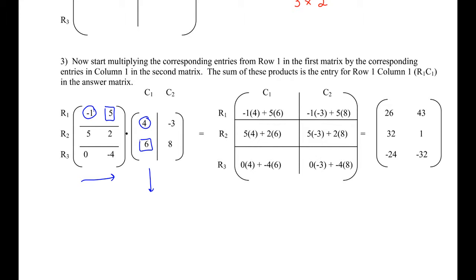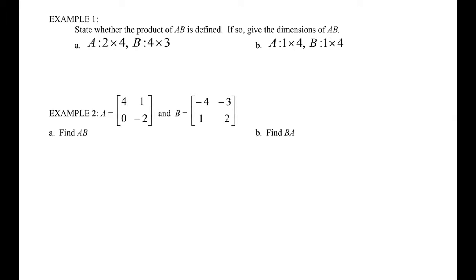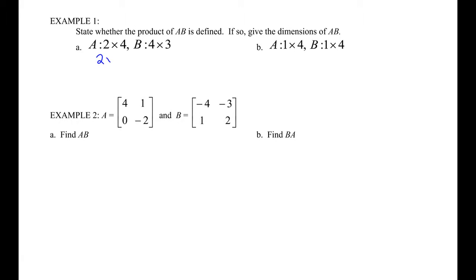Alright, let's go through and actually do an example. So please look at the next page so we can look at example 1. The first thing we're going to do is state whether the product of AB is defined, so that means can I multiply them. So for my 2 by 4 and 4 by 3 matrix, the inside numbers are the same, so I can say that it is defined, and I can say that my answer matrix, A times B, is going to be a 2 by 3 matrix, and I'm getting this from the numbers on the outside.